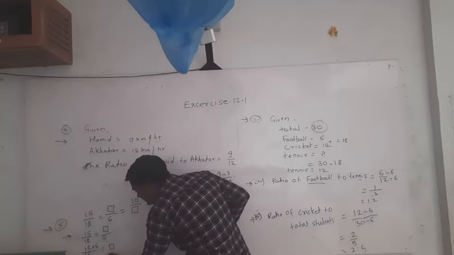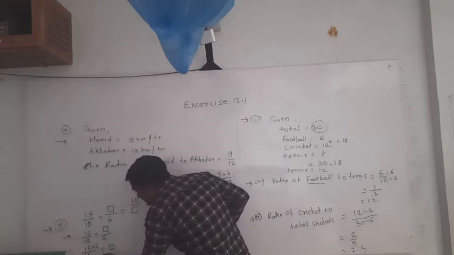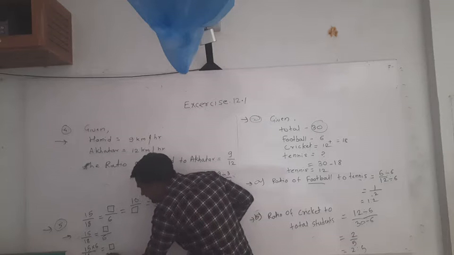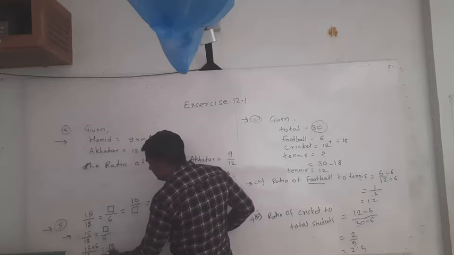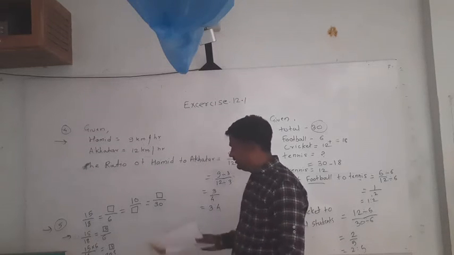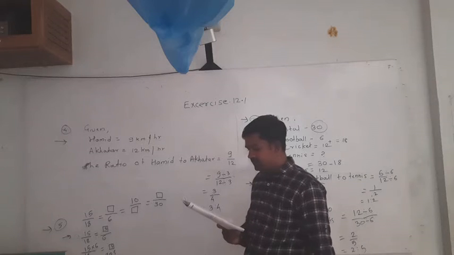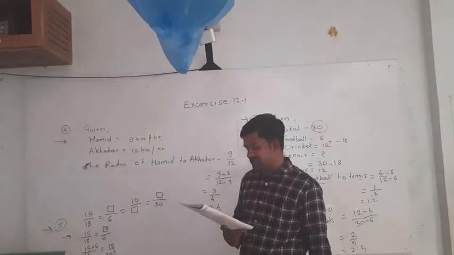15 sixes are 90, and 18 as it is. Now you get 18 only, and 18 fives are 90. So what is the value of the box? The first value of the box came 5. In the same way you can find the remaining answers.